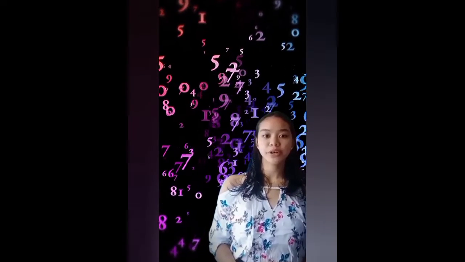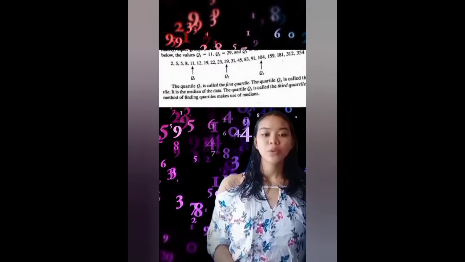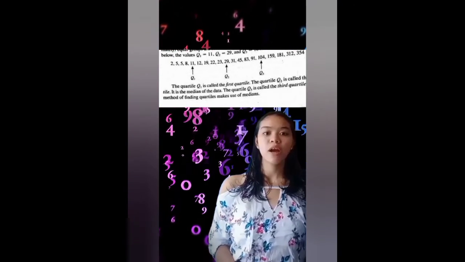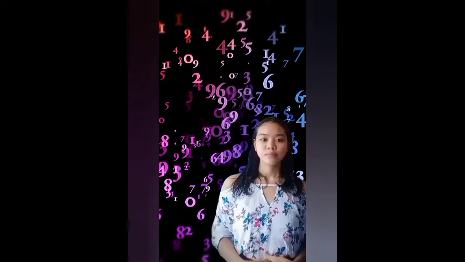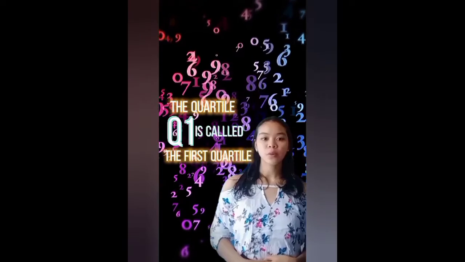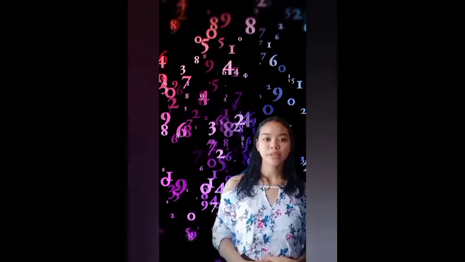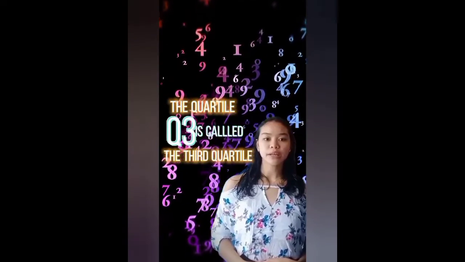The 3 numbers Q1, Q2, and Q3 that partition a rough dataset into 4 approximately equal groups are called the quartiles of the data. For instance, for the dataset below, the values Q1 equals 11, Q2 equals 29, and Q3 equals 104 are the quartiles of the data. The quartile Q1 is called the first quartile. The quartile Q2 is called the second quartile. It is the median of the data. The quartile Q3 is called the third quartile.